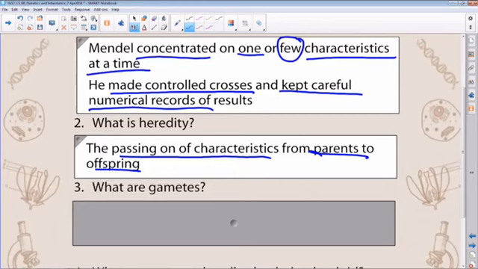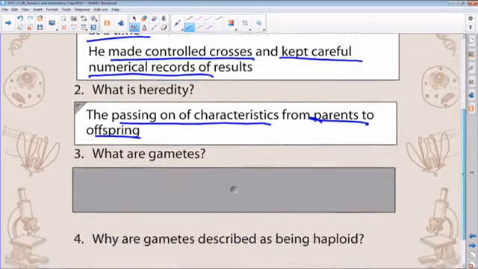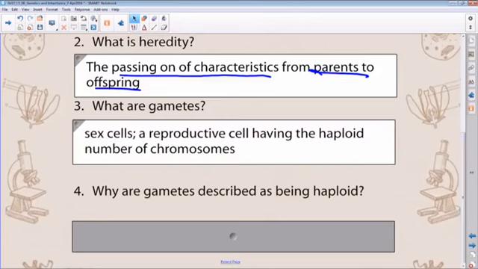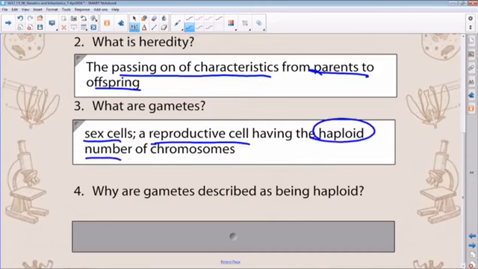Next one was, what is a gamete? This you shouldn't have worried about. It should have come easy to you because we did this earlier. Gametes are sex cells, the reproductive cells having the haploid number of chromosomes. It is the haploid number of chromosomes. Very, very important.